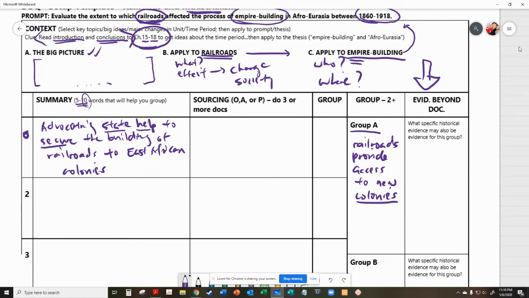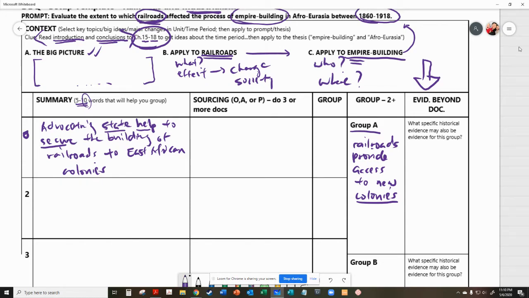Now, if you get a document that doesn't apply to any of the groups, that's fine. Put it in there anyway. You want to try to use all of the documents, or all but one of the documents if possible. Okay. Repeat that, and then you should be good to go. If you can do this consistently and with all or all but one of the documents, you're going to score really well on the DBQ.